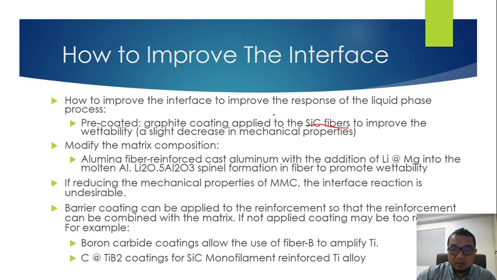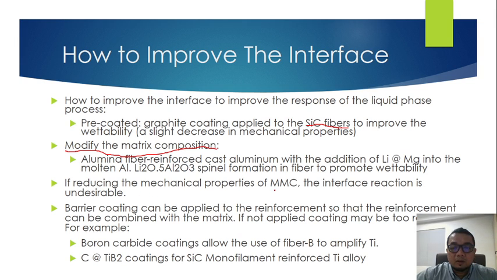So first yang ni dia coating atas SiC fiber. The second one dia modify the matrix composition. Dia modify matrix kamu tu sendiri. Aluminium fiber reinforced cast aluminium with the addition of lithium or magnesium into the molten aluminium. So Li2O 5Al2O3 spinel formation in fiber to promote wettability. Yang ni untuk kes ni dia modify matrix composition dalam aluminium ni, dia tambah lagi lithium ataupun magnesium. Maksudnya dia jadikan matrix kamu sebagai alloy.